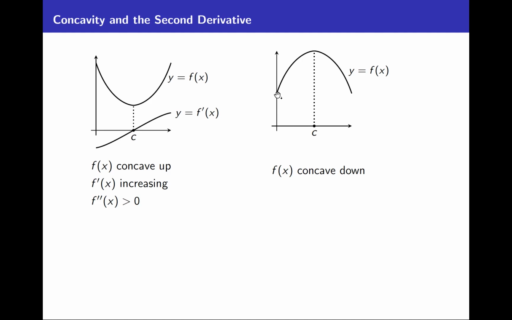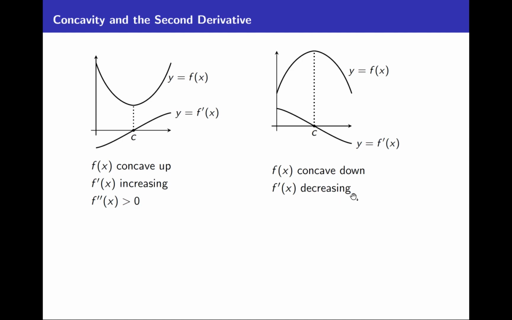The tangent slopes start out positive, and they become less and less steep until they have slope 0 right there, and then they become negative, becoming steeper and steeper in the negative direction. So f prime of x, which gives those slopes, starts out positive, it turns 0 at c, and then it gets negative. It looks like this.